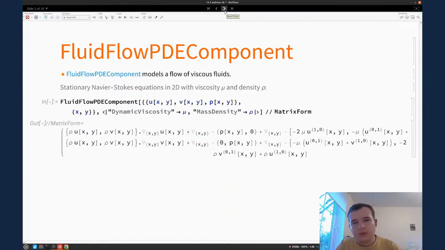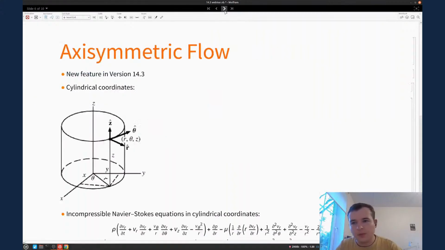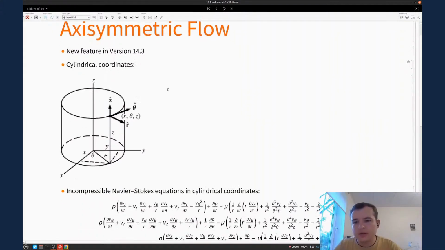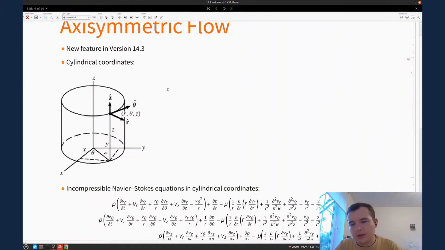So now let's go to the new feature in 14.3, and that's the axisymmetric flow. But before we start with axisymmetric flow, I need to introduce the cylindrical coordinates. The cylindrical coordinate system is an alternative coordinate system to the more common Cartesian coordinate system, and instead of describing position in a space with x, y, and z, we use r, theta, and z. The z stays the same, and so we only replace the x and y by r and theta.